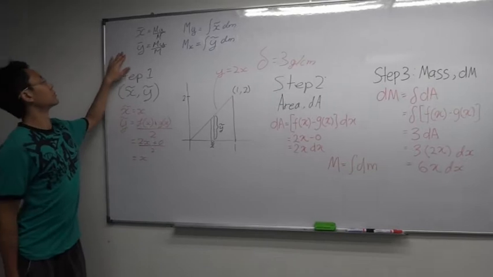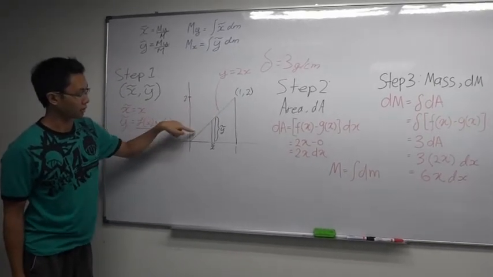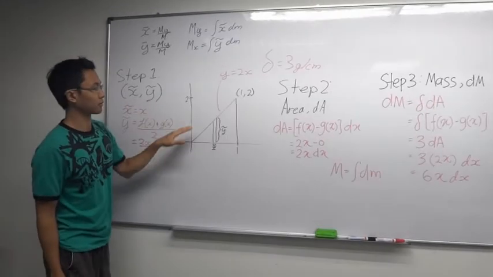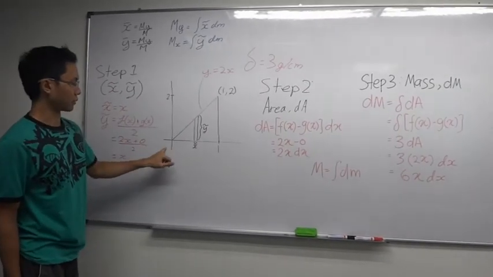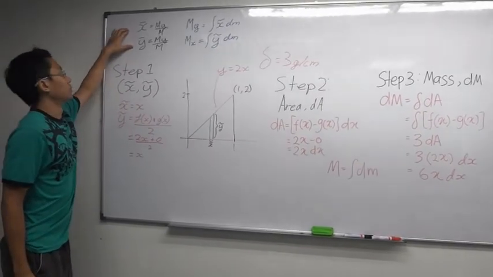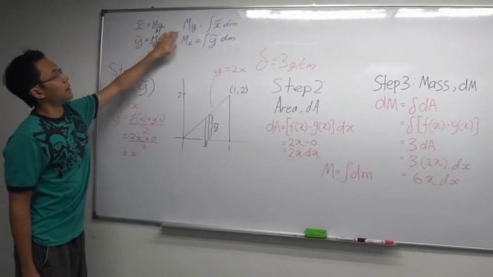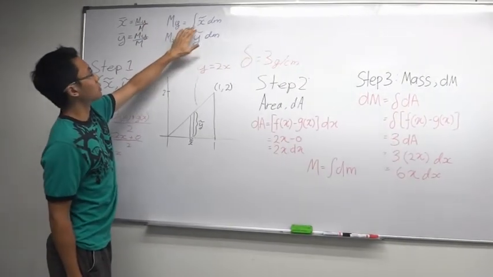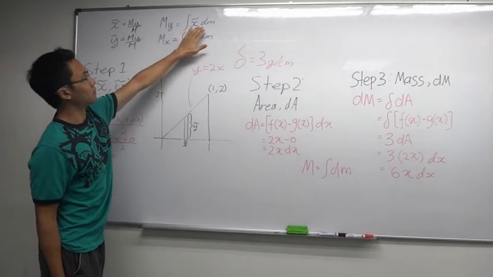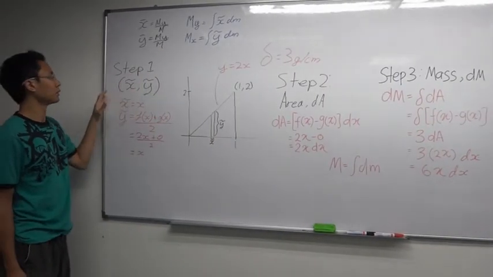So this is our example. In this case, the equation of this line here is y equals 2x. And the limit is from 0 to 1 on the x-axis. And we need to use this formula to solve. So x bar is equal to My over M. My is equal to the integration of x tilde dm. So obviously we need to find x tilde and y tilde.